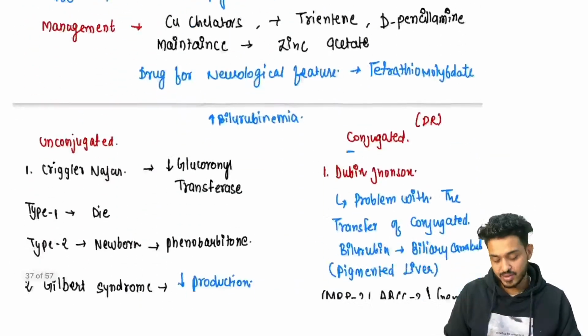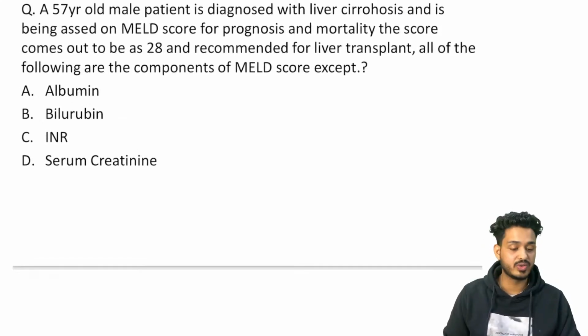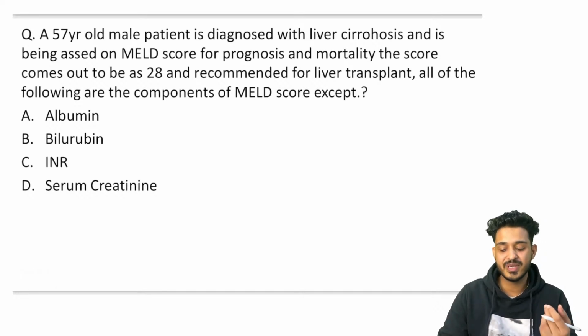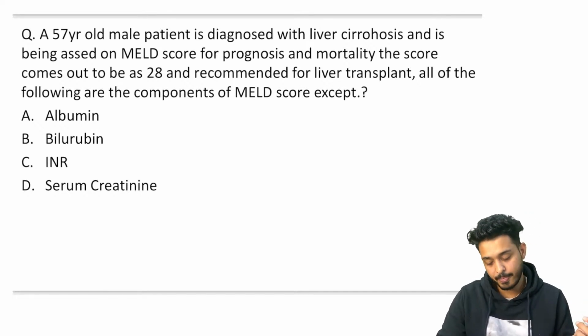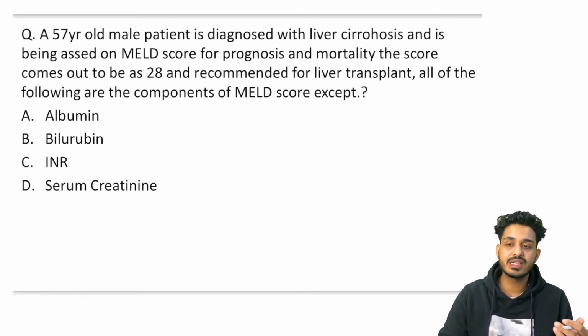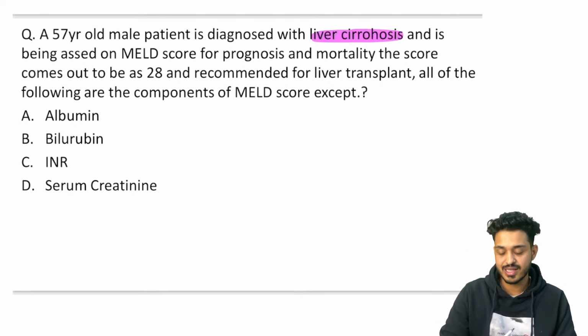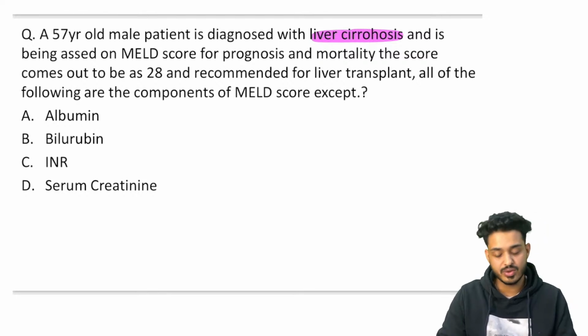Okay, the next question. The next question is about the scores. Definitely you will be having a question on the scores in your exam. So we are having different scores, we will be discussing about that, right? So the first important one is going to be your MELD score. A 57-year-old male patient is diagnosed with liver cirrhosis and is being assessed on which score? This patient is being assessed on MELD score, for the prognosis and mortality, right?